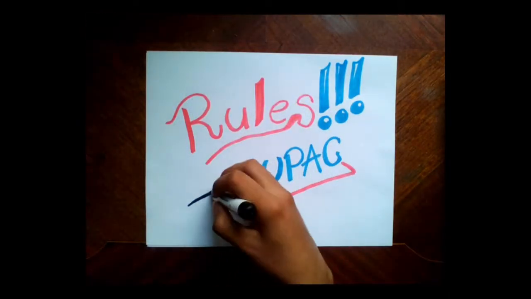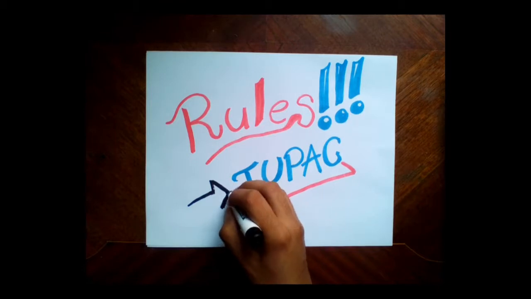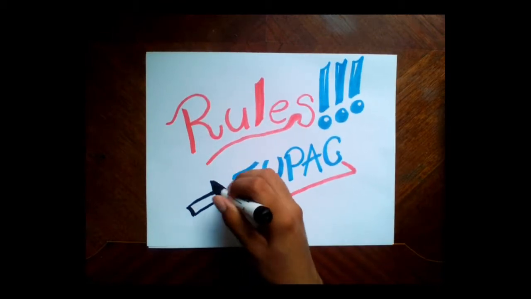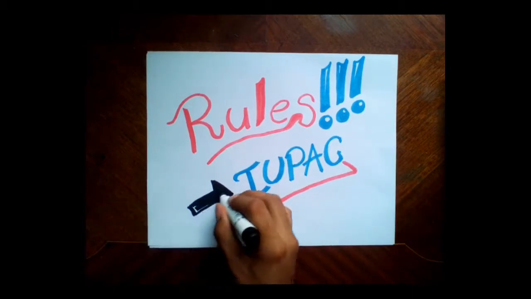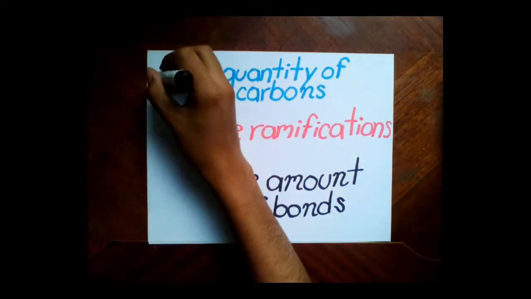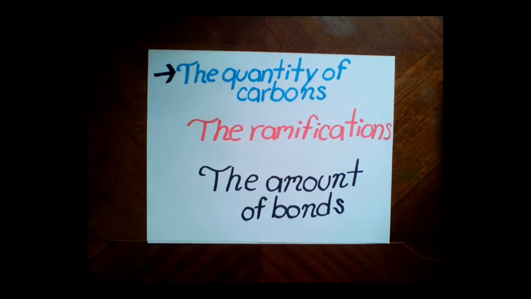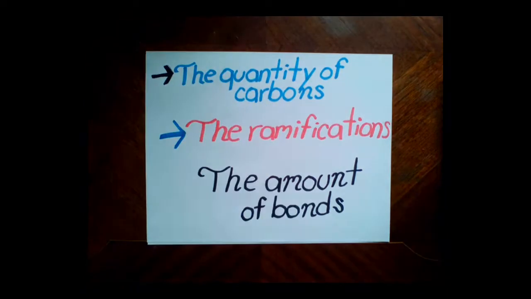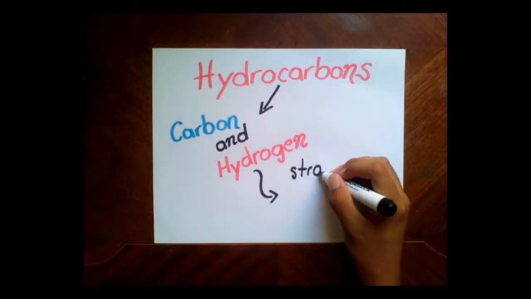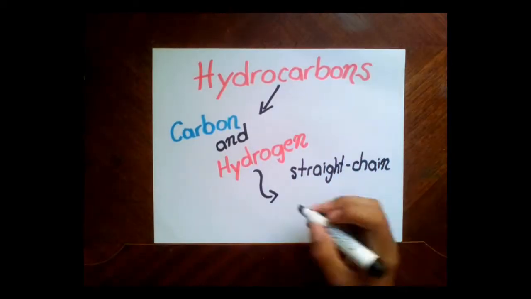Well, it's important to have rules like the ones we have seen, because there are a lot of hydrocarbons, and as Adam named all the animals that we know, the IUPAC also named these hydrocarbons with several requirements, such as the quantity of carbons, the ramifications, the amount of bonds, etc., with the purpose of knowing them in an easy way. Hydrocarbons are the simplest organic compounds, containing only carbon and hydrogen.